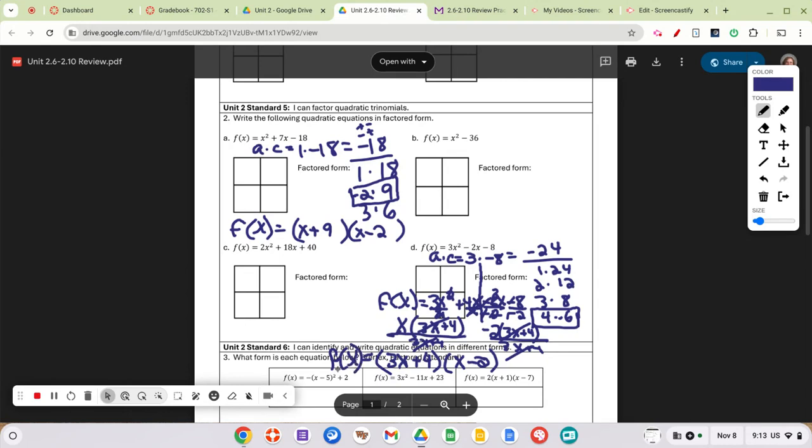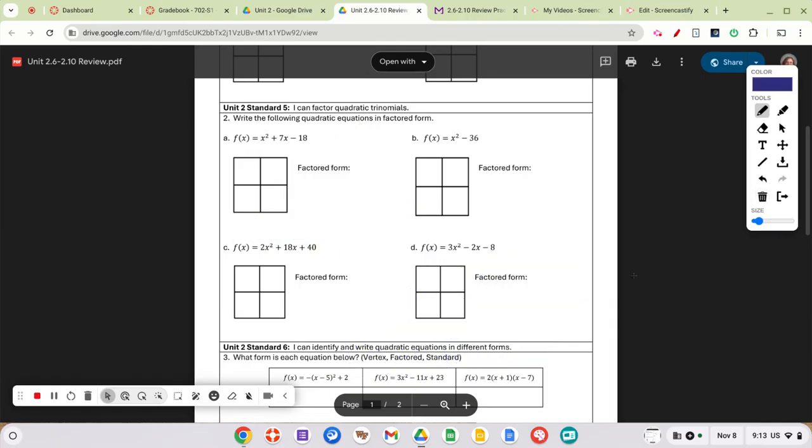There might be other ways to do this, but this is the easiest way that I know how to do this. I'm going to do it one more time. I'm going to do the whole thing one more time, and I'm going to do it super fast without talking. And I want to show you how fast this is and how easy this is. A times c.